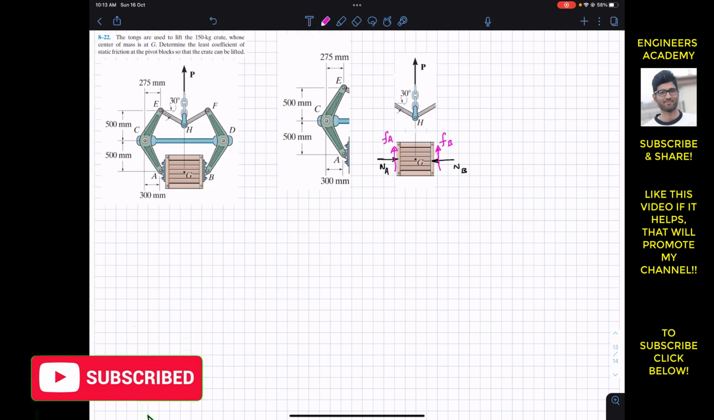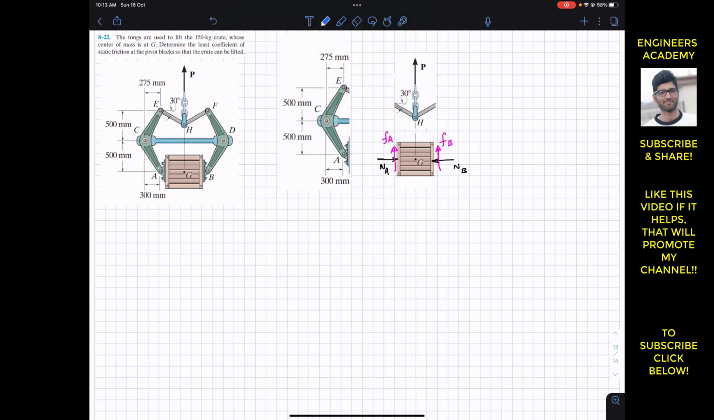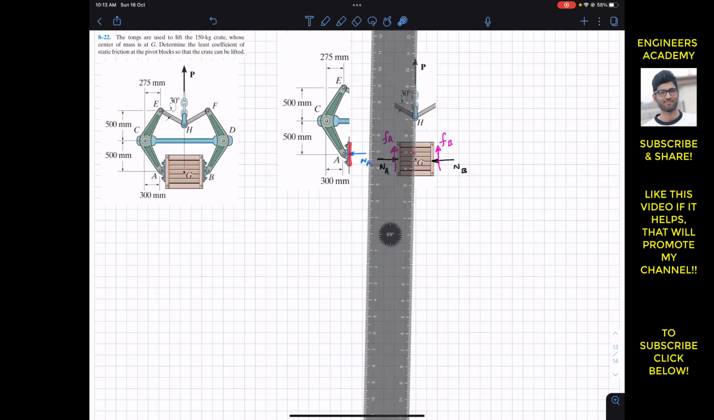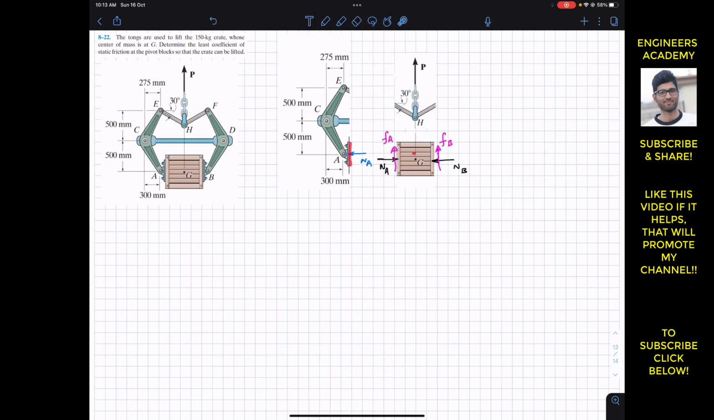So we will have an NA force in this direction here. So this is that same NA, and if the friction force applied by this part on the crate is in this direction, then as a reaction the crate surface will apply the same force in the opposite direction. So we will have FA acting in the opposite direction, since these are action and reaction forces. So this is FA.